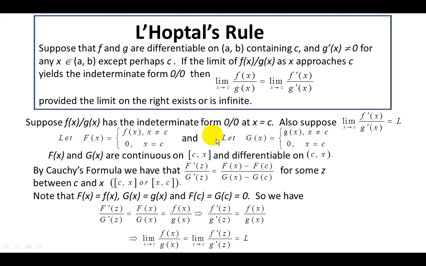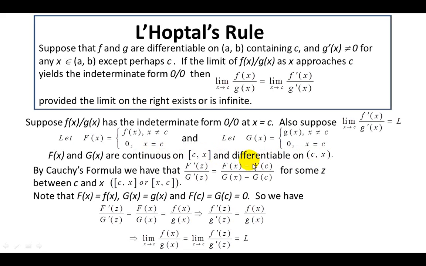Now, from this, we see that capital F of x and capital G of x are both continuous on this closed interval, c to x, and differentiable on the open interval, c to x. Now, I put the c first and then the x. I could have done it the other way. It doesn't matter.